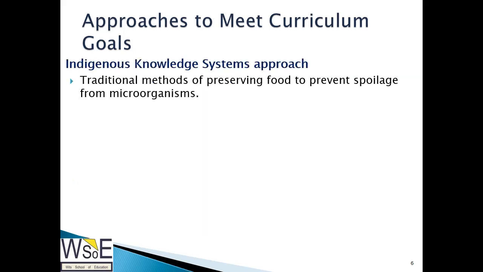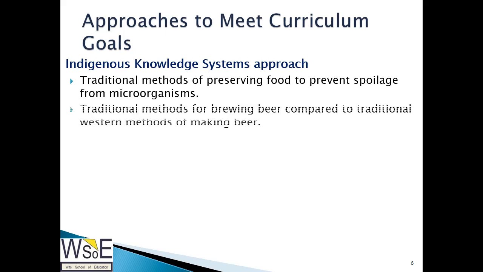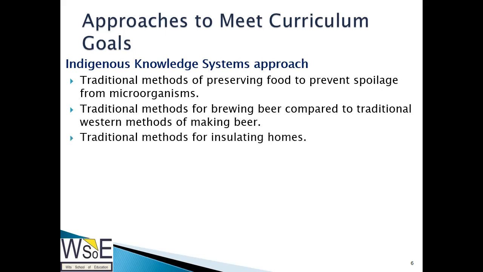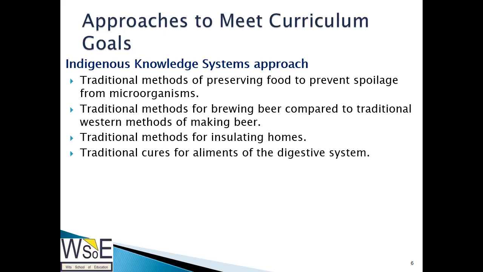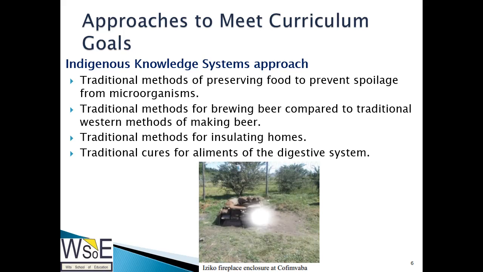Now, the traditional methods of preserving food, for example, to prevent spoilage from microorganisms, traditional methods for brewing beer compared to traditional Western methods for making beer, traditional methods for insulating homes, traditional cures for ailments of the digestive system, and then there's also the smelting of steel, which was first done in Britain, was done centuries before by African cultures.